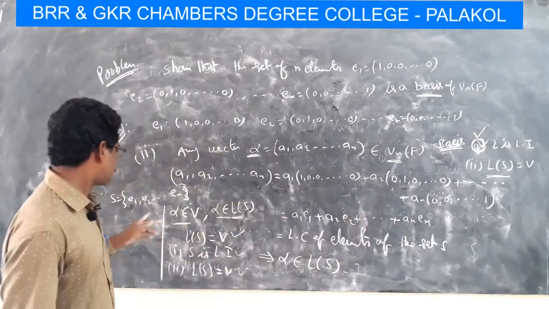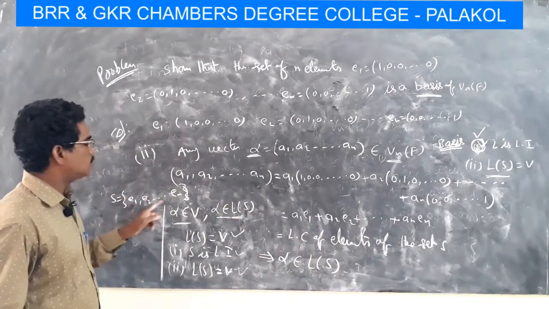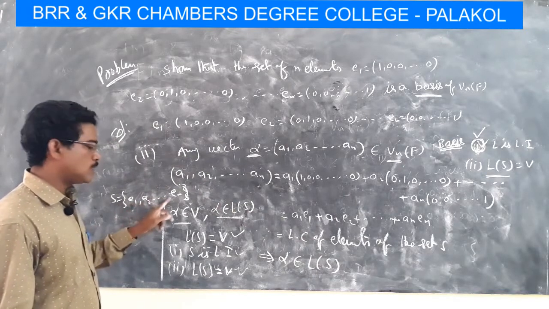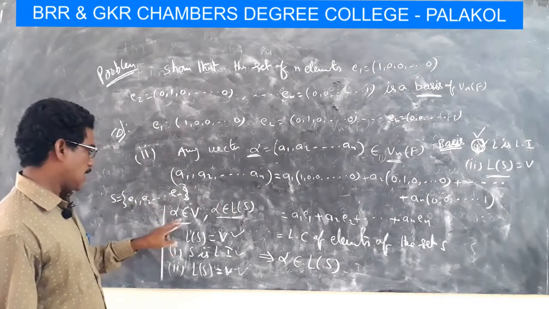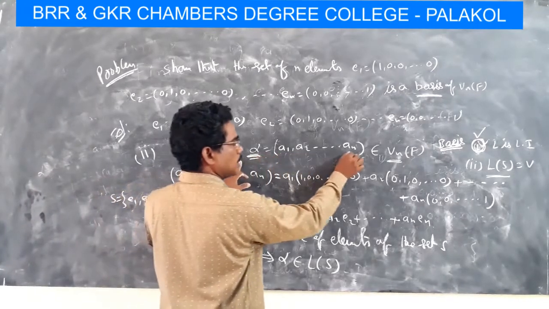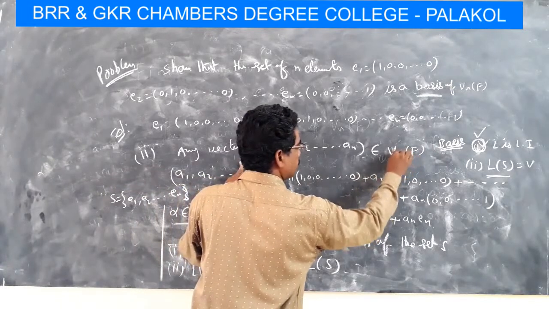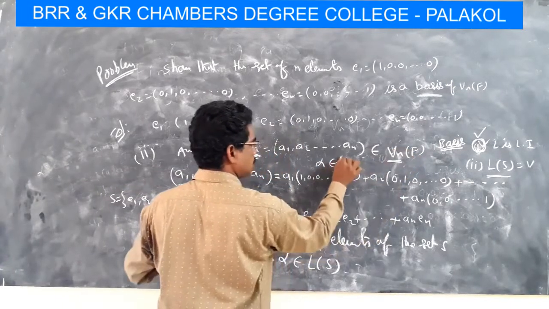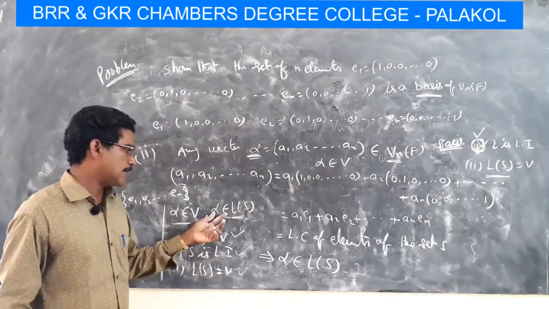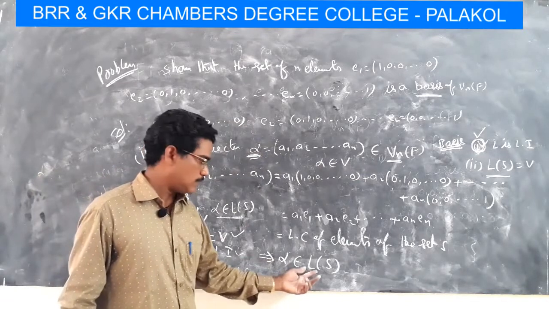How? Here set S is equal to the set of e1, e2, so on en, and alpha belongs to V. Here alpha equals a1, a2, so on an, which belongs to Vn of f. So alpha belongs to V and alpha belongs to L of S.